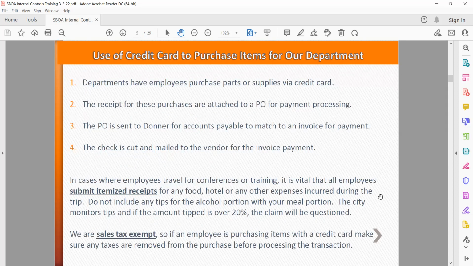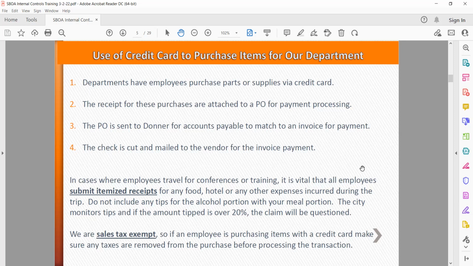When using a credit card to purchase items for our department, first, the departments have employees purchase parts or supplies via credit card. 2nd, the receipt for these purchases are attached to a PO for payment processing. 3rd, the PO is sent to Donner for accounts payable to match to an invoice for payment. And 4th, the check is cut and mailed to the vendor for the invoice payment.